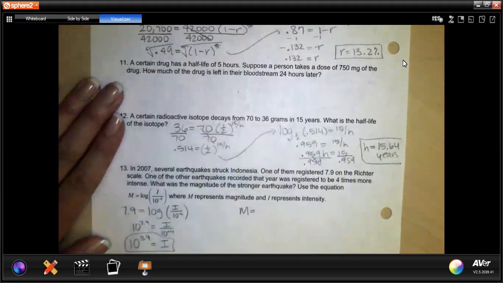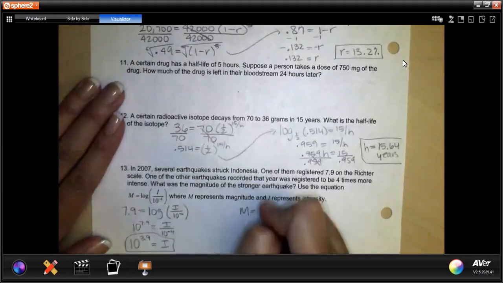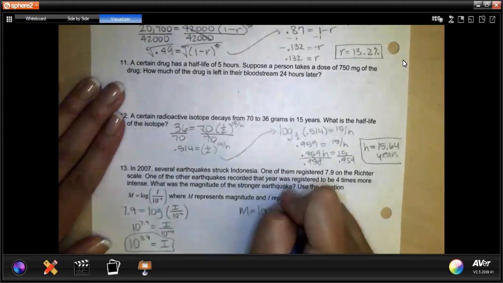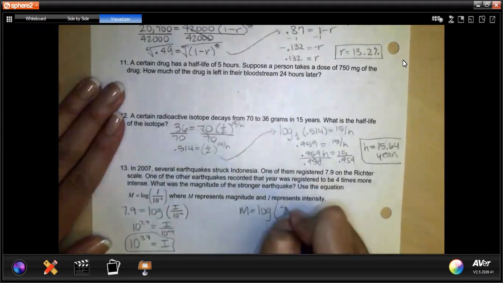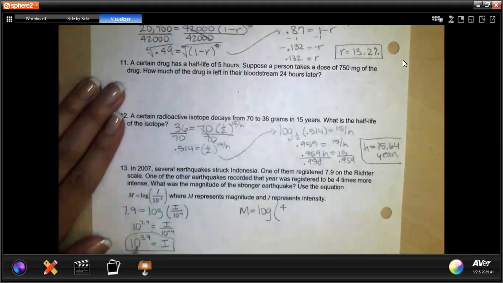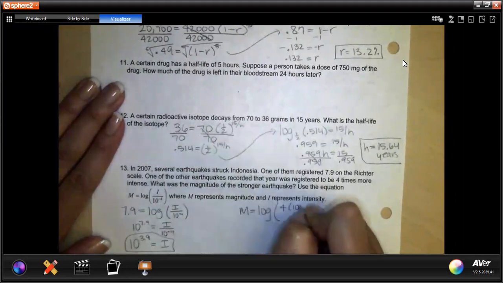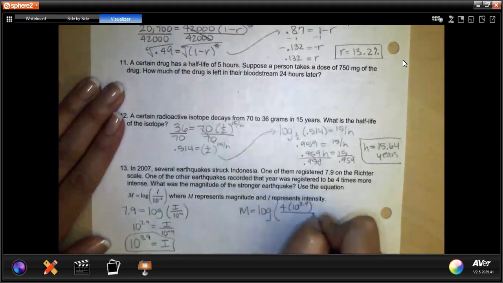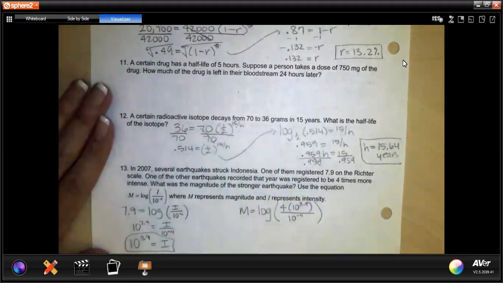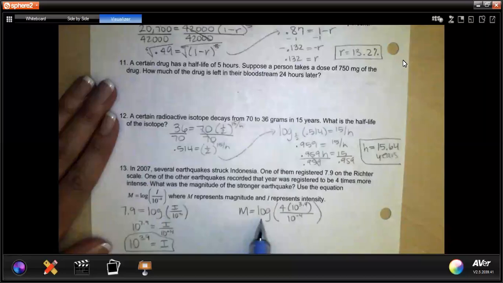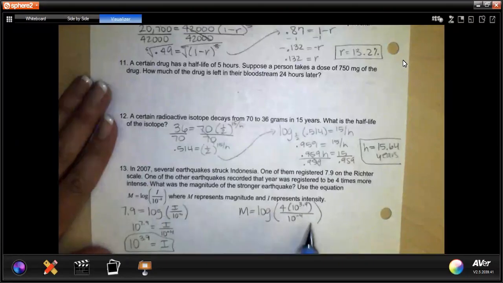So we've got the magnitude is equal to log. Its intensity was 4 times this one. So that would be 4 times 10 to the 3.9 over 10 to the negative 4. Now, all of this is on one side of the equation, my variable's on the other, so we can just put that in the calculator exactly the way we see it.